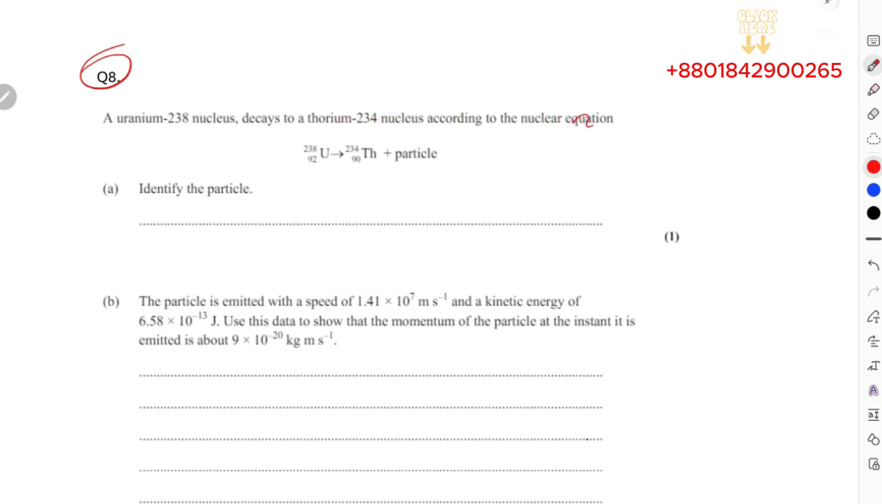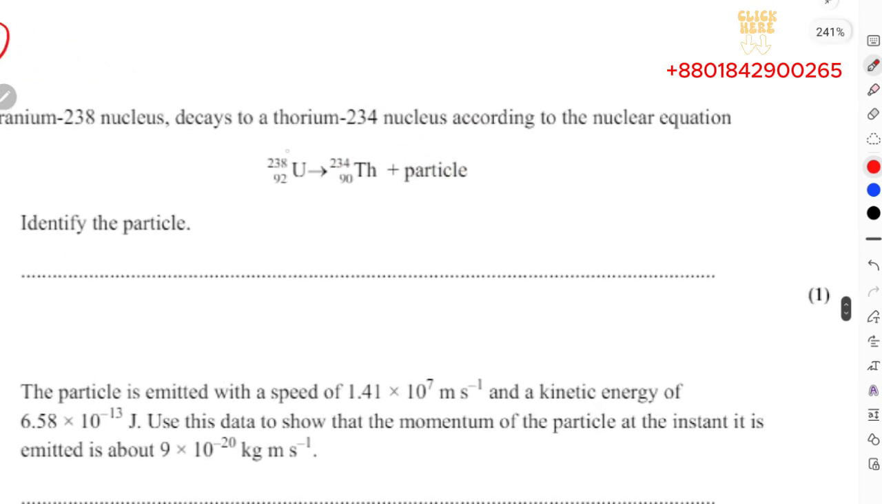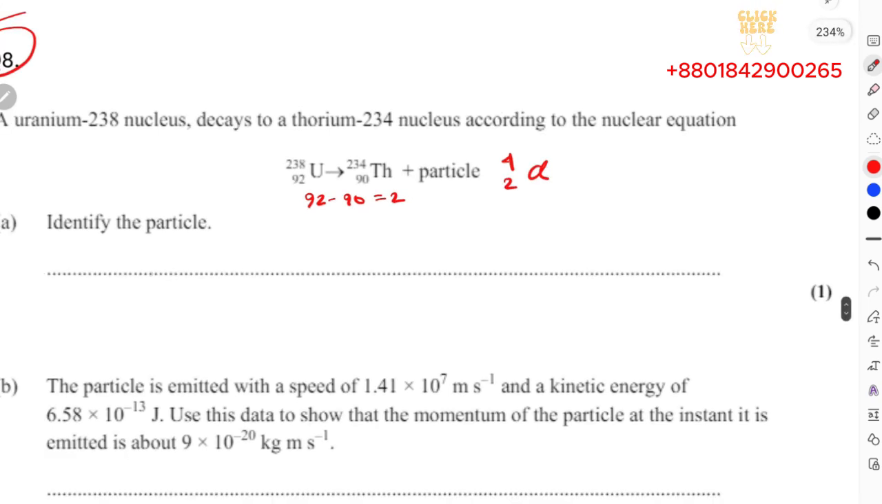According to the nuclear equation, we need to identify the particle. I can easily identify that. On the total part, you have the total mass as 238, and it was broken down to create thorium 234. That means obviously four mass numbers were ejected in the form of the particle. So you have 4, and then 92 minus 90 gives you 2. That leaves you with an alpha particle. So alpha particle, that is your final answer.